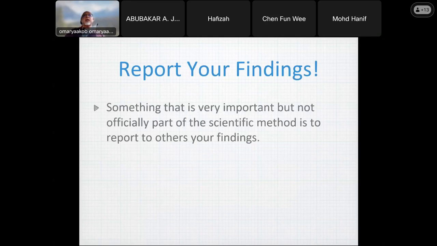The end of research: the research is not considered complete unless you have reported, which is to publish your results. If you have not published it, then you have not done your research completely.